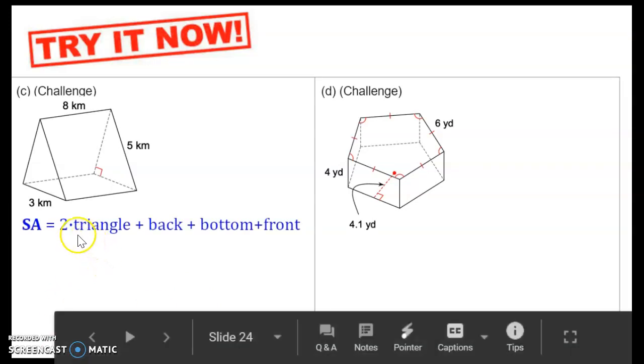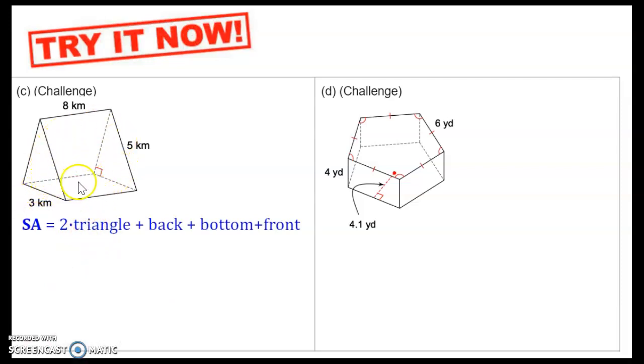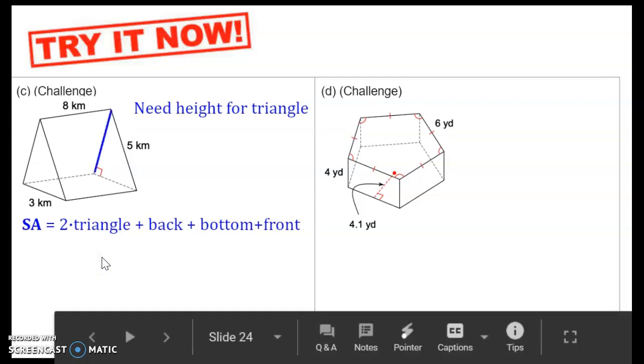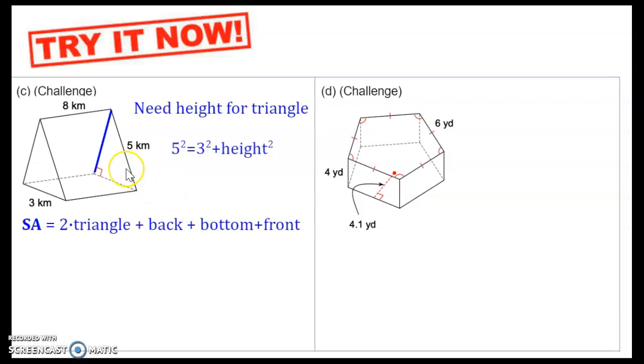The surface area is going to be two triangles, and then the back side, the bottom side, and the front panel. To calculate the 2 triangles, we need to find the height of the triangles. We can find the height of the triangle by using the Pythagorean theorem. We have the hypotenuse, we know the base is 3, so we can figure out the height, and the height has to be 4.